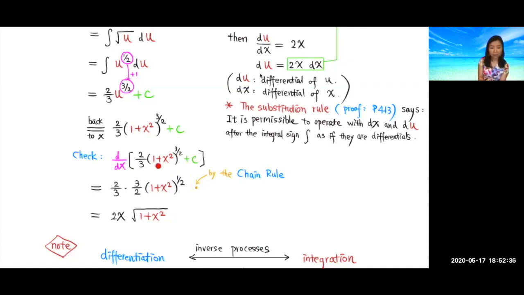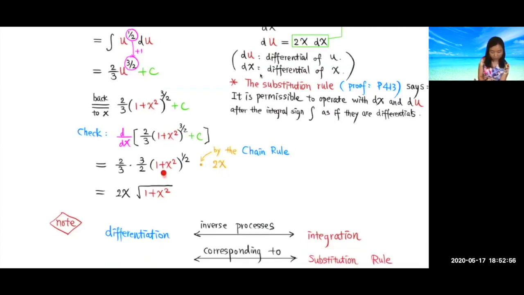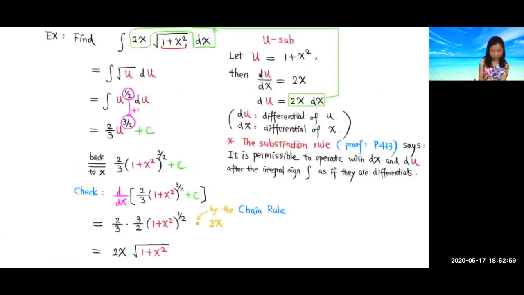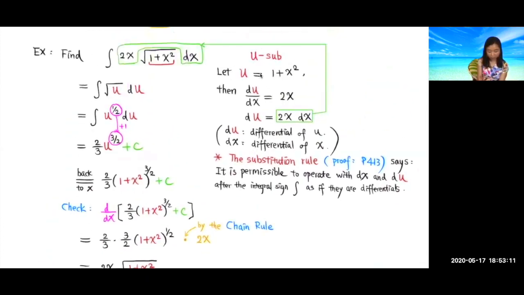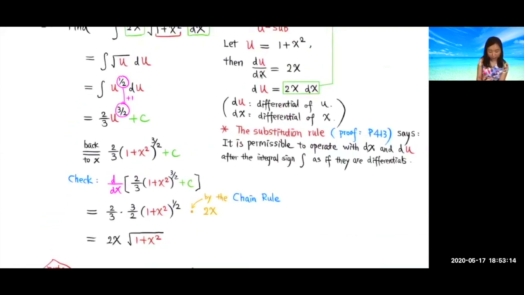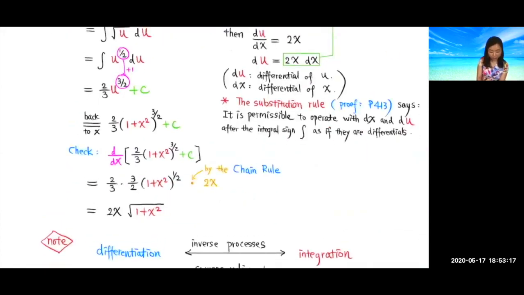Now, by the chain rule, we need to multiply by the derivative of this inner function. The derivative of this inner function, 1 plus x squared, is 2x. So we're going to multiply by 2x. Simplifying, indeed, we got the function that we integrated in the beginning. So this answer here is correct. As you see, the U-substitution method works in this example.